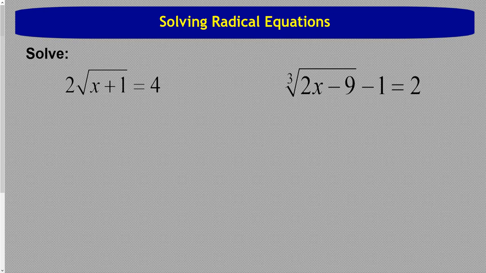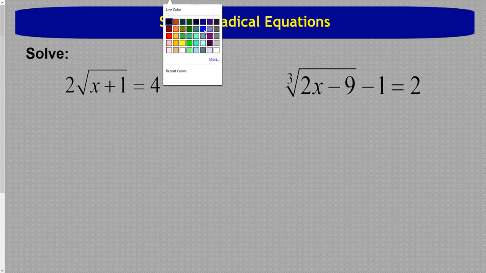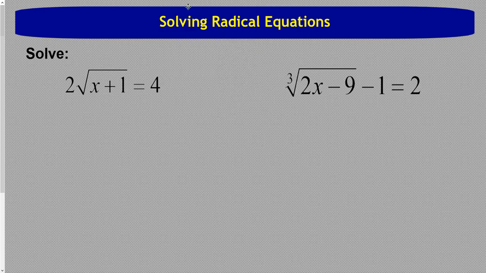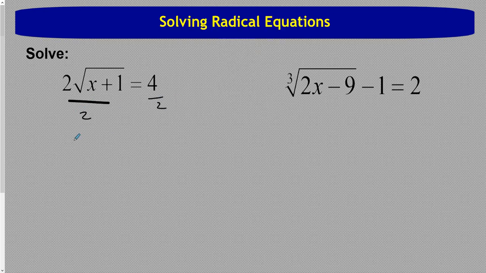Okay, so first, let's just look at the one on the left. 2 times the square root of x plus 1 is equal to 4. We're going to get the radical by itself, which means I'm going to divide both sides by 2. So on the left, those will cancel, and we'll have just the square root of x plus 1. And on the right, we will have 2.